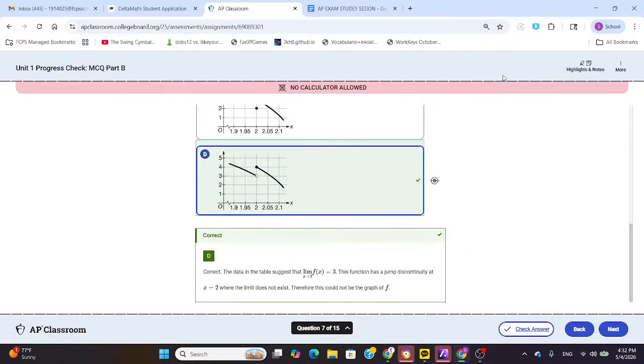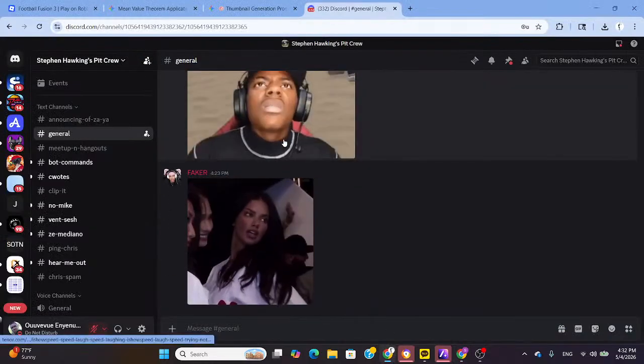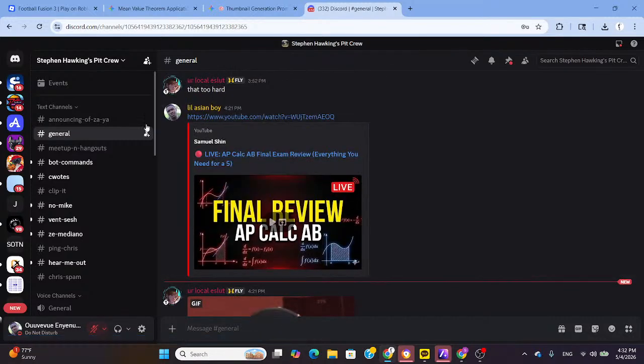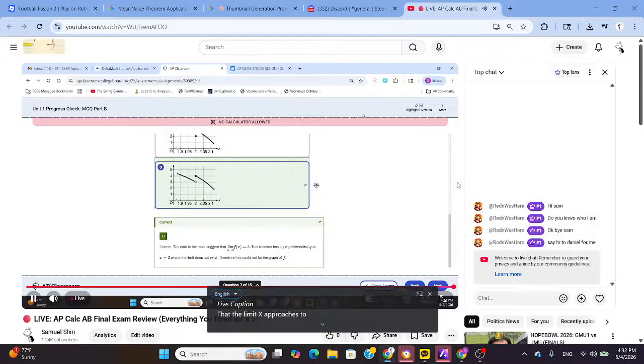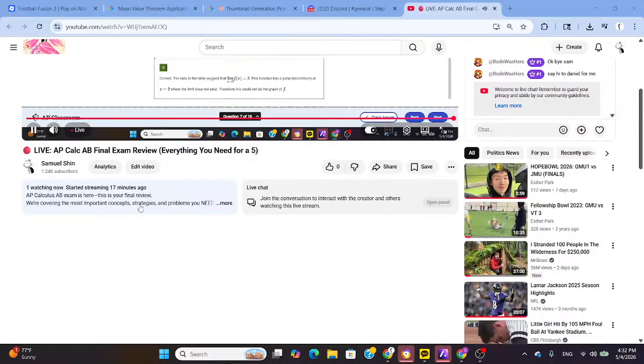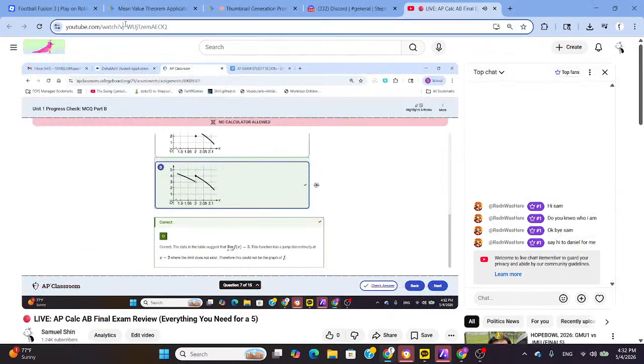Correct. The data in the table suggests that the limit as x approaches 2 of f of x equals 3. The function has a jump discontinuity at x equals 2 where the limit does not exist. Therefore, this could not be the graph of f.